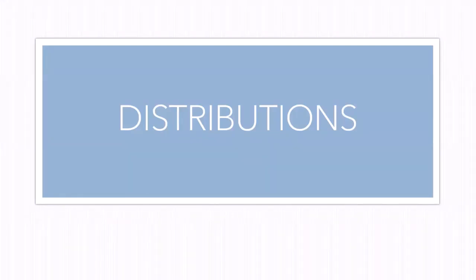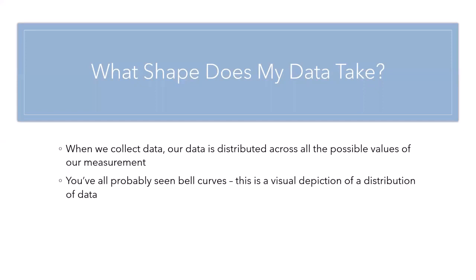Next, let's talk a bit more about data set distributions. Researchers are always interested in the shape our data takes for more complicated reasons down the road, but you will still need to know your data's shape for your final report. When we collect data, our data is distributed across all the possible values of our measurement tools. So for example, if your dependent variable is an exam that participants are taking that they can score 0 to 100 on, 0 to 100 is all your possible values of measurement.